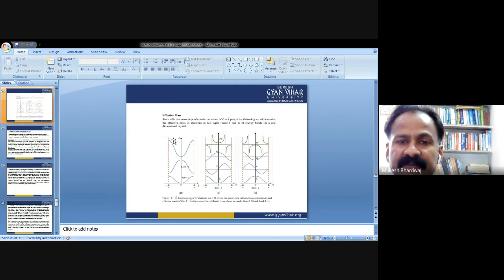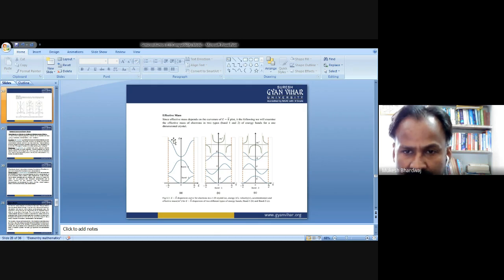Now this is the effective mass concept. Since effective mass depends on the curvature of the E-K plot, examine the effective mass of an electron in the first and second energy bands for a one dimensional crystal. So this is the effective mass curve for a one dimensional crystal.